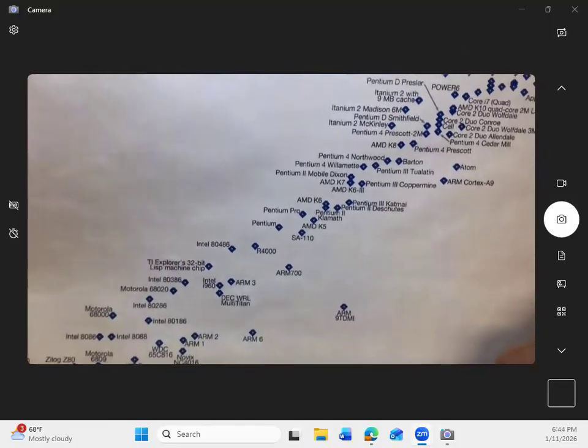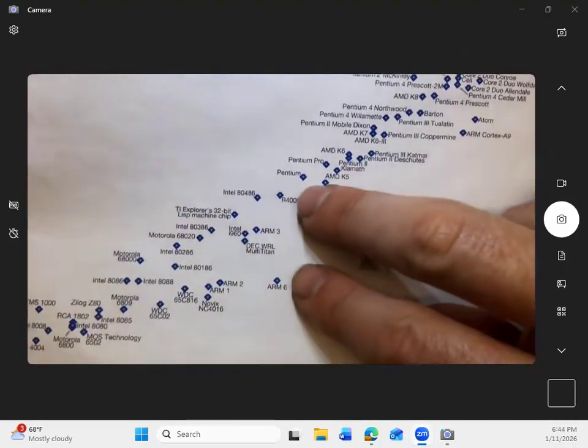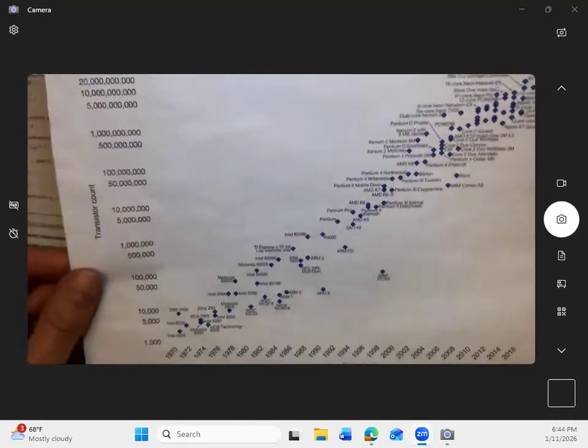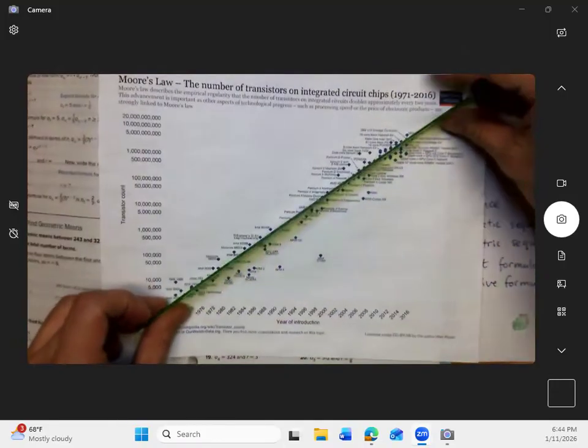So let's say back in 1991-ish, looks like there were a couple of computer chips that were released, right? And they're named here. If you stand back and look, it looks like a straight line. Okay, so we can fit more transistors on a chip every passing year.